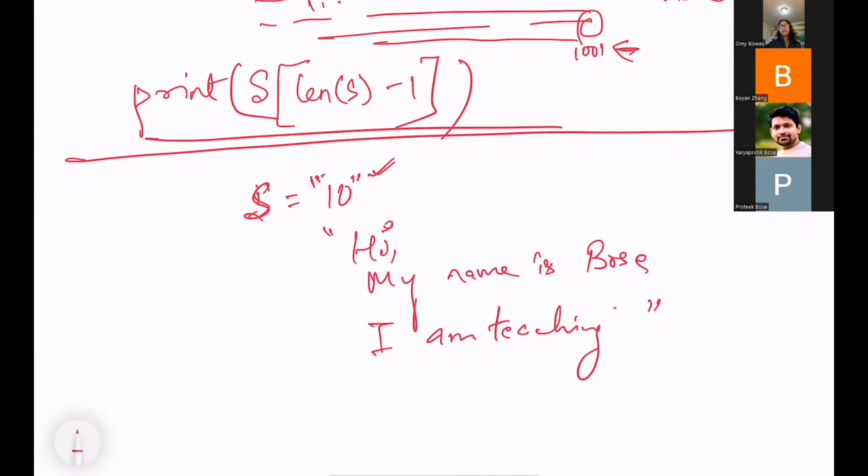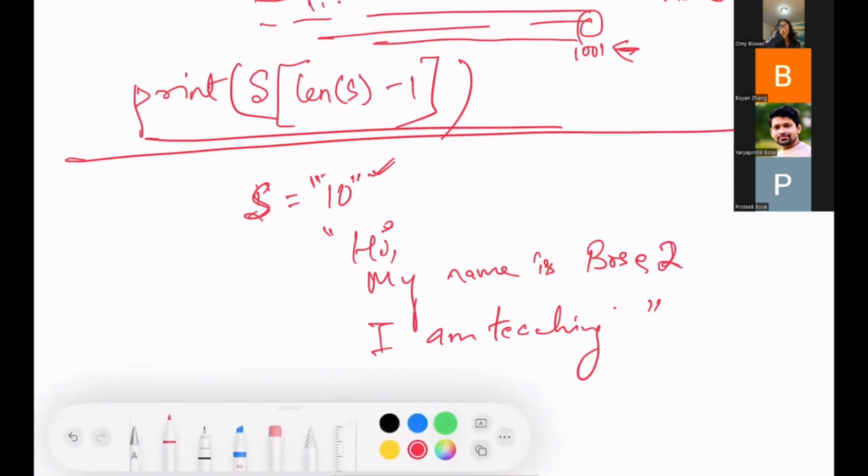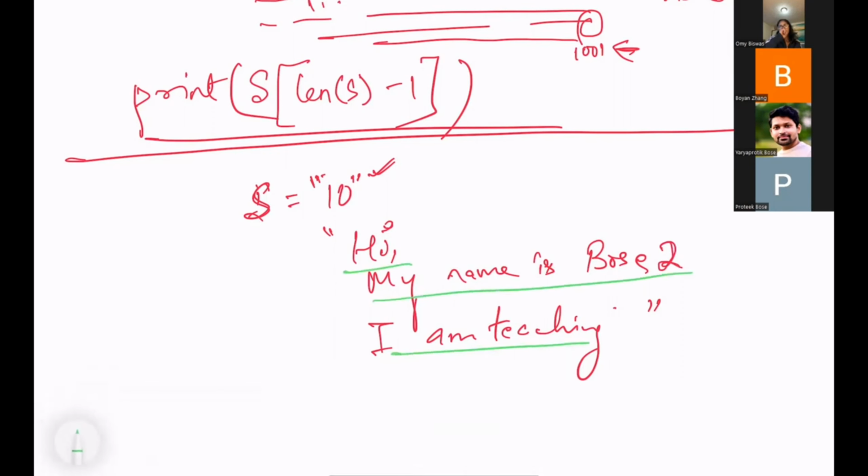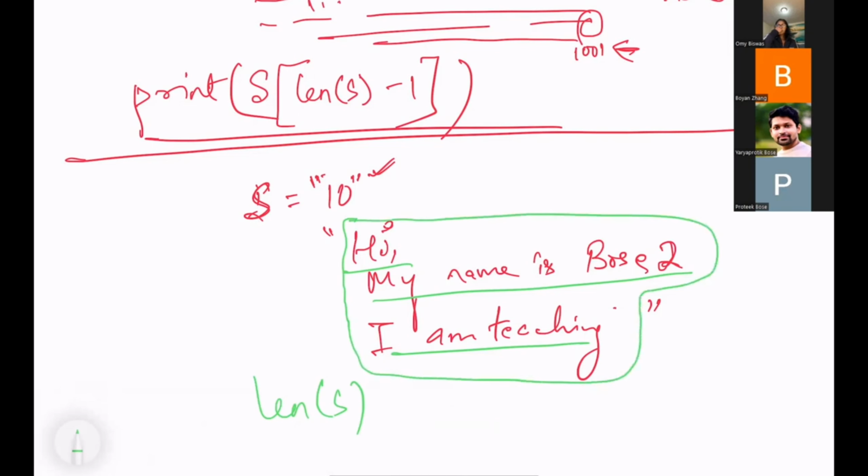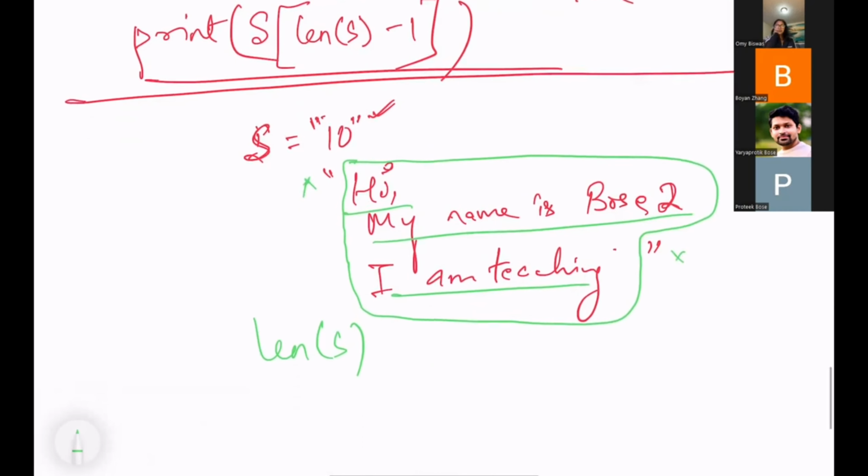I am Rose too. So it will also consider numbers. Whatever is there inside the double quotes, that will be the string. If you write length of s, you have to count from here till here. Don't consider the quotes in the length. This is not a character. Characters are what is inside it. Now, length of s here will be 2 because this is one character, this is one character.